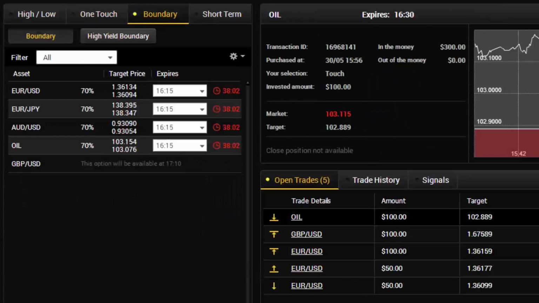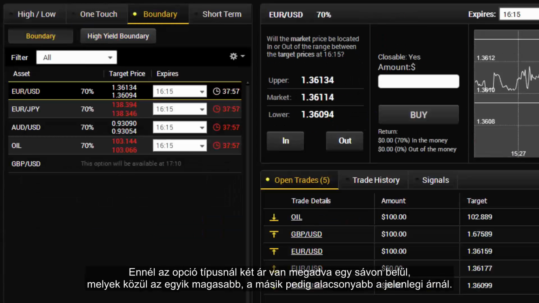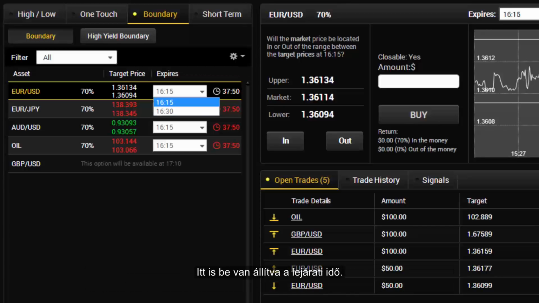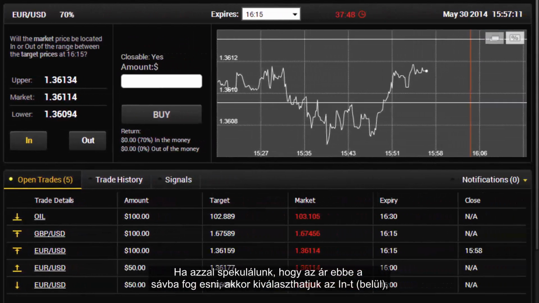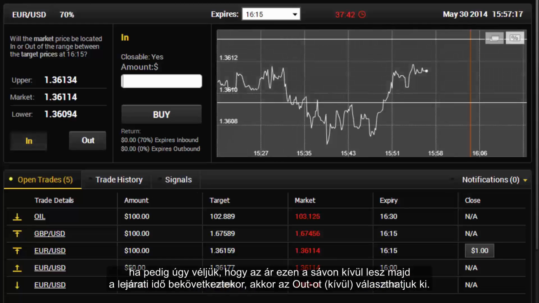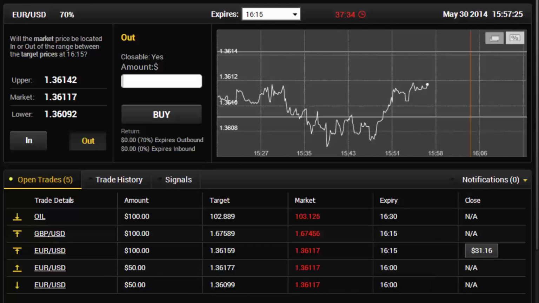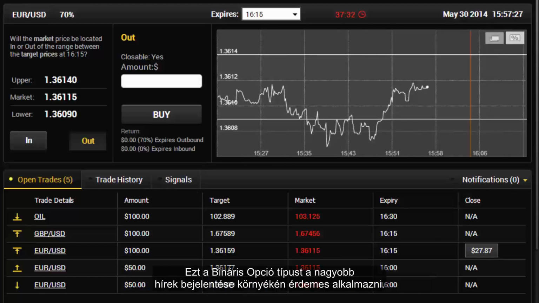Boundary. In this option type, a channel with two prices, one higher than the current price and the other lower than the current price, is specified. Again, the expiry time is set here. If we speculate that price would be in the channel, then we can select in, while if the price would be outside the channel at the expiry time, then we can select out. This type of binary option is suitable near major news announcement time.